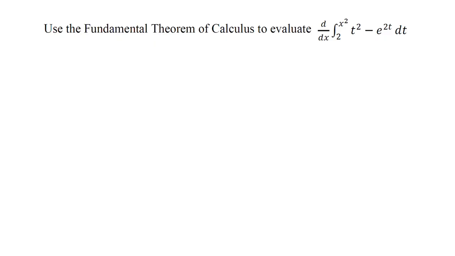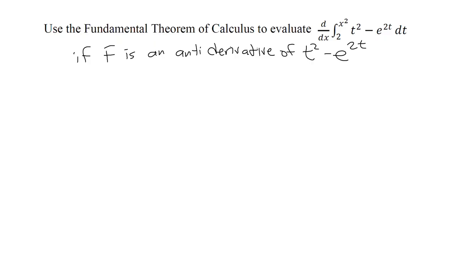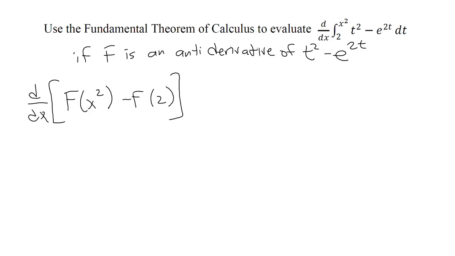Now this one is a little more complicated because it's a constant to x squared. It's no longer a constant to x in the integral; it's a constant to a function. We can approach it the same way: if capital F is an antiderivative of t squared minus e to the 2t, then this becomes the derivative with respect to x of capital F of x squared minus capital F of 2. Again, capital F of 2 is a constant, and its derivative is 0.